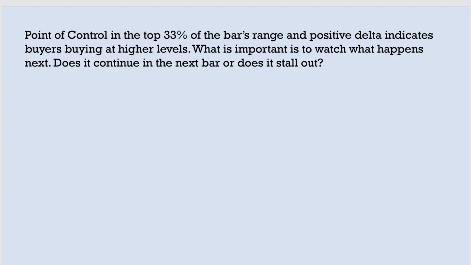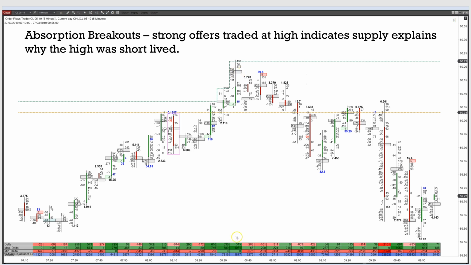All right, so this one, it's not a trade setup, but I just put this in there. This is an old market delta thing that I've always had in my mind. Trevor came up with this years ago. Point of control in the top 33% of the bar's range and positive delta indicates buyers buying at higher levels. What's important to watch is what happens next. Does it continue in the next bar? Point of control, top 33%, positive delta. Well, what's happening next?